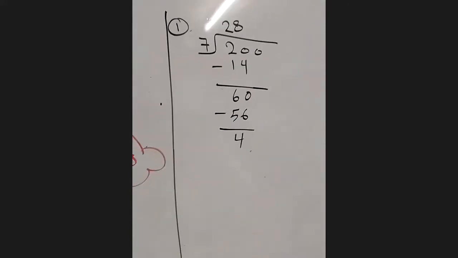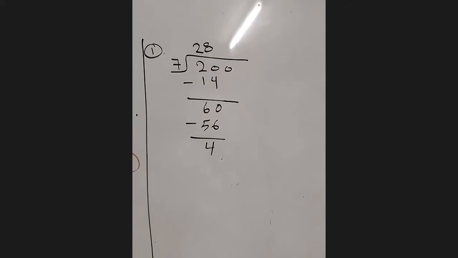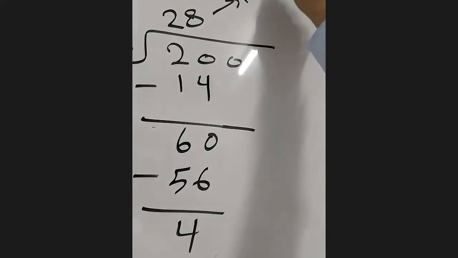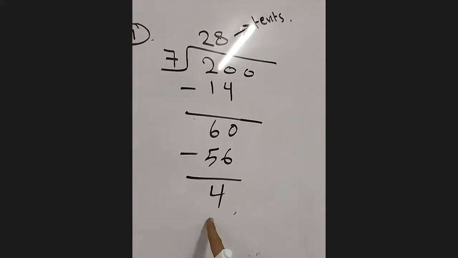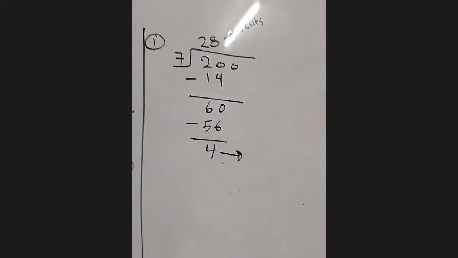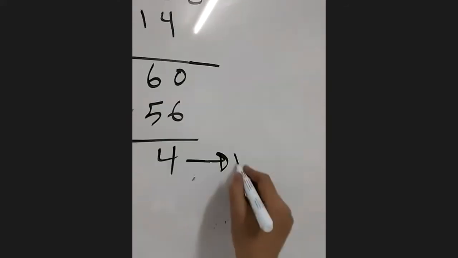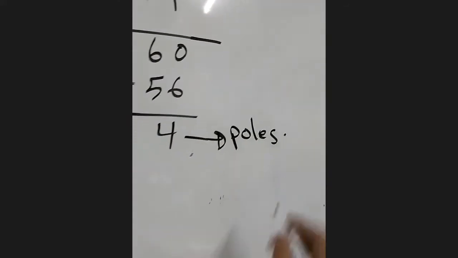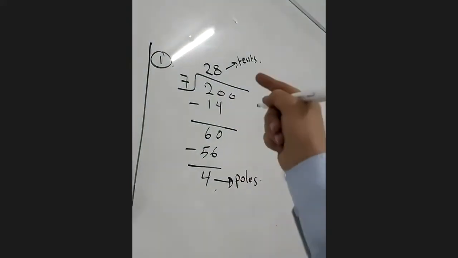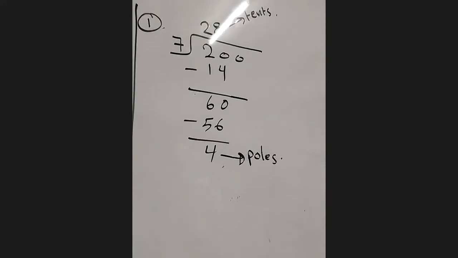So how many tents can we make, Kinan? 28. We can make 28, remainder 4. This 4, for what? We have 4 poles, right? So we can make 28 tents and 4 poles left over. Right?